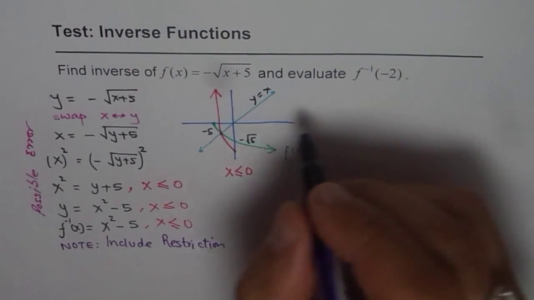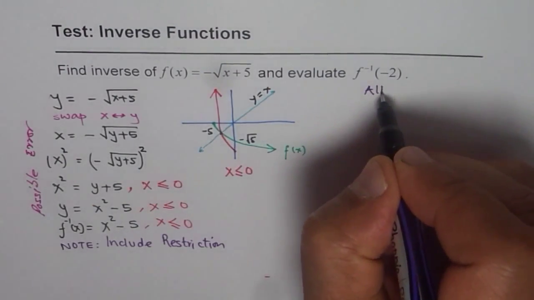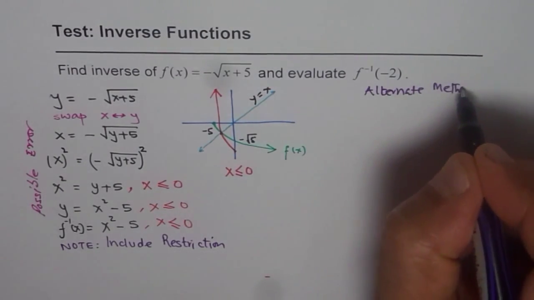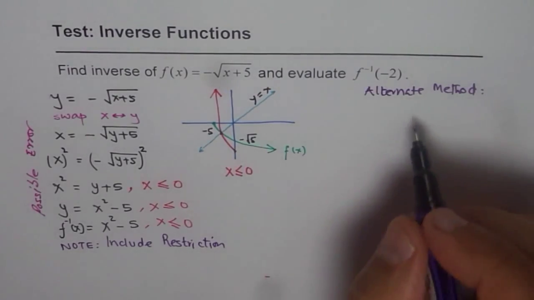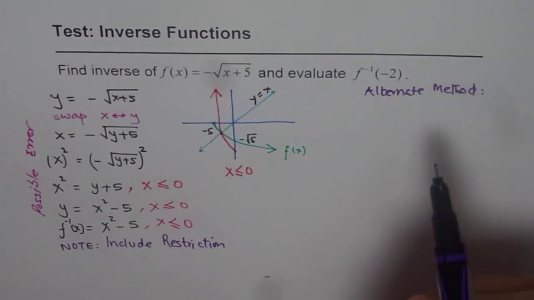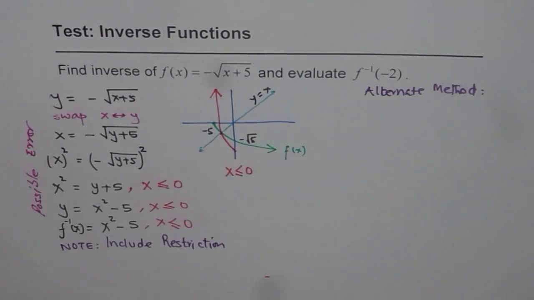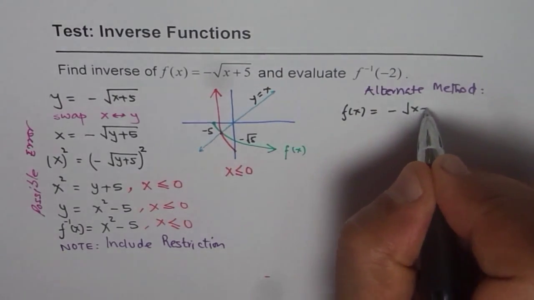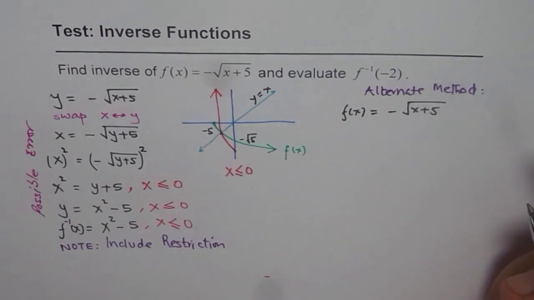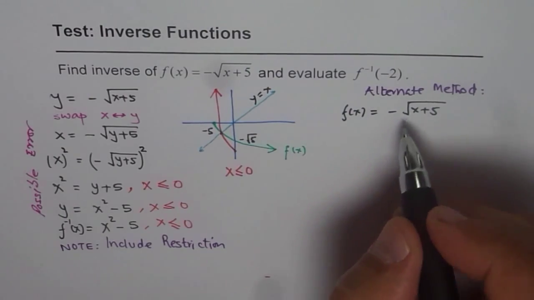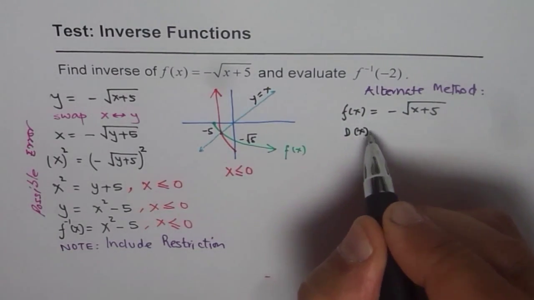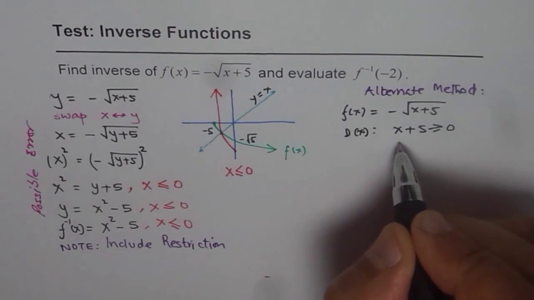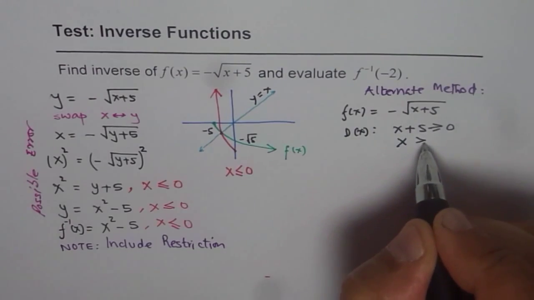Now, let me give you an alternate method to find restrictions. So this time, let's start with the function itself. The function given to us is f of x equals minus square root of x plus 5. What is the domain and range for this function? To find the domain, x plus 5 should be greater than or equal to 0. So that gives me that x should be greater than or equal to minus 5.